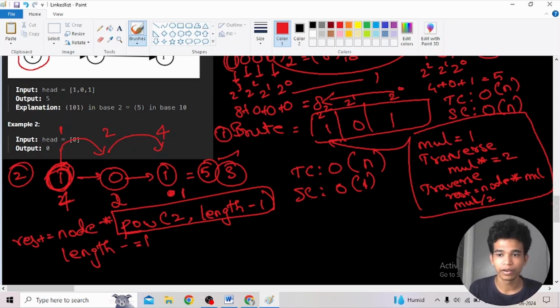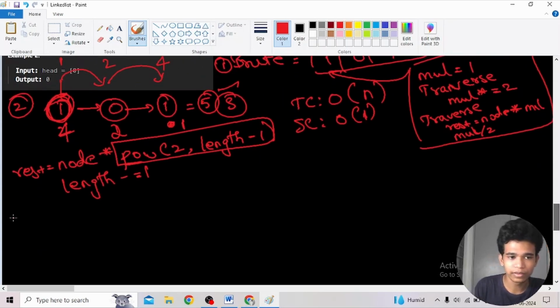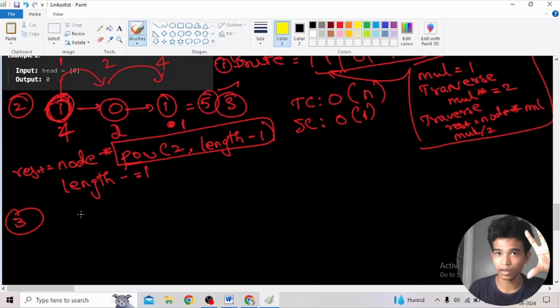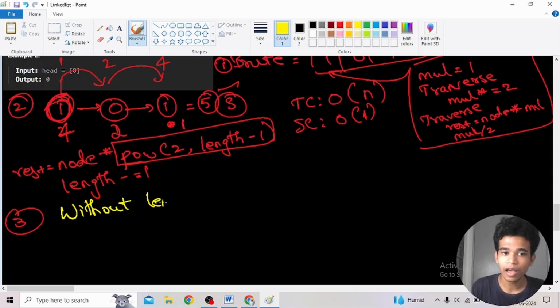Okay, fine. Now can we do this without the multiplication and the power? That's another method, the third approach. The third approach states that, just observe carefully, we can do this without using what? Length. Without knowing the length, I can find it. But how? Just come with me. It will be easier.